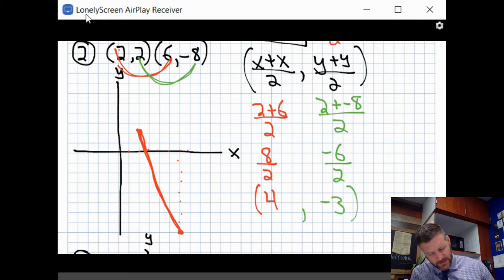So that would be the second coordinate. So the coordinate of the midpoint should be 4 comma negative 3. Well, let's check it out. 1, 2, 3, 4, 1, 2, 3. Okay, my line's a little crooked, so it may not look perfect. But yes, I can see that over 4 down 3 is right there.